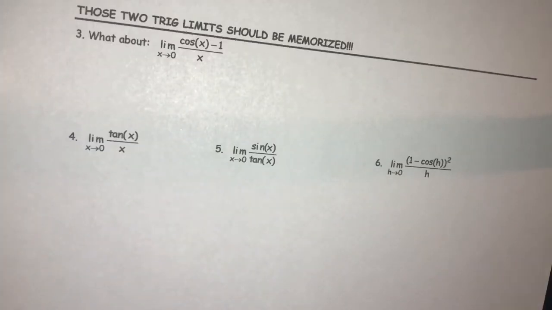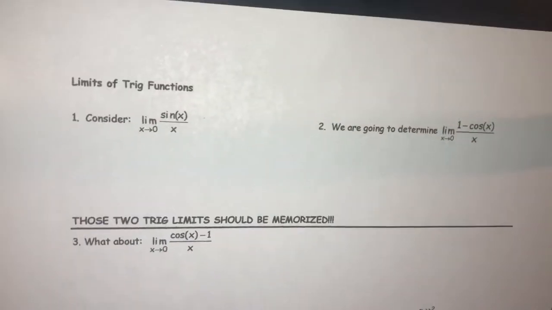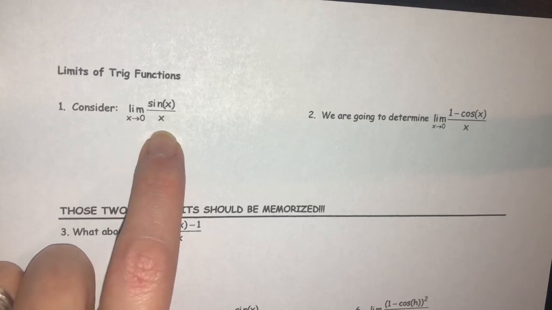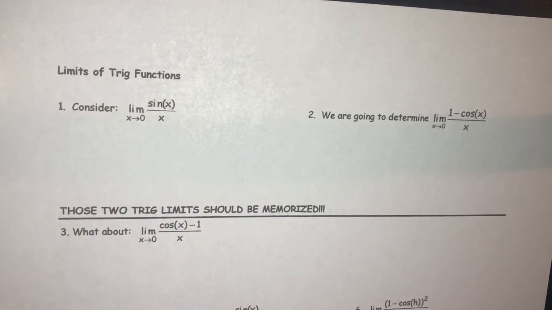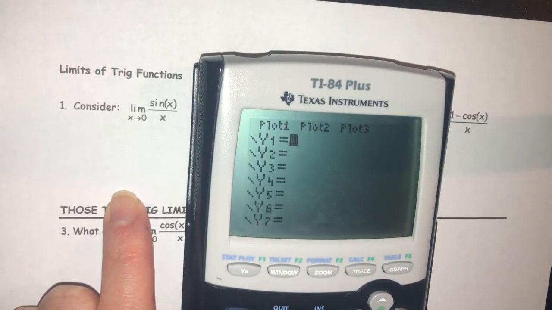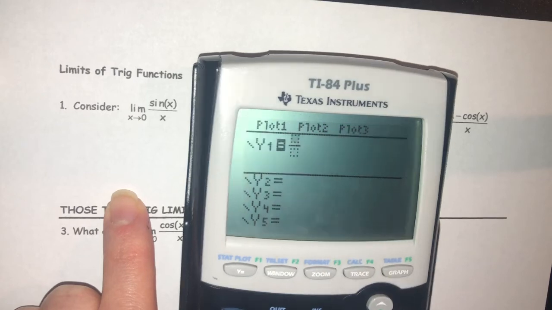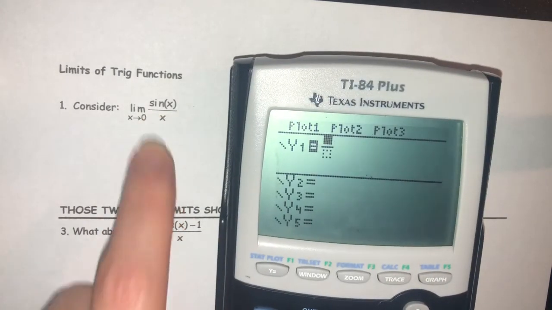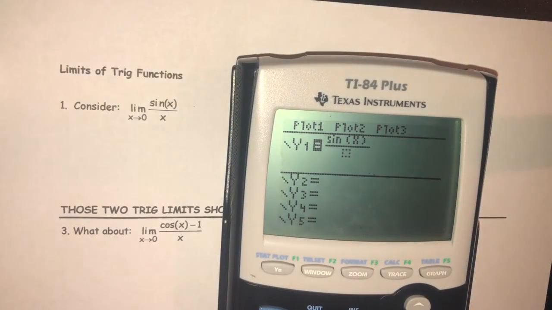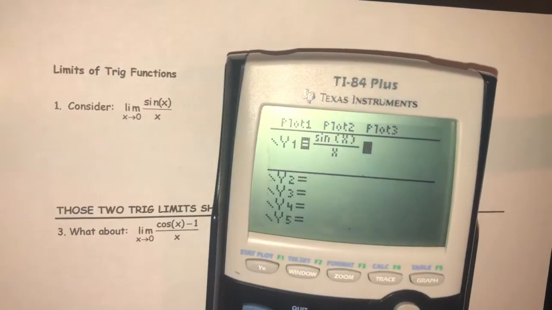All right. Now we are going to talk about limits of trig functions. So it says number 1, consider the limit as x approaches 0 of the sine of x divided by x. So I'm going to get a graphing calculator out, and we're going to take a look at this. I'm going to press y equals, and alpha y equals, number 1, to get my little fraction going on here. And I'm going to type this function in here, sine of x on top over x on the bottom. And I'm going to look at the graph.